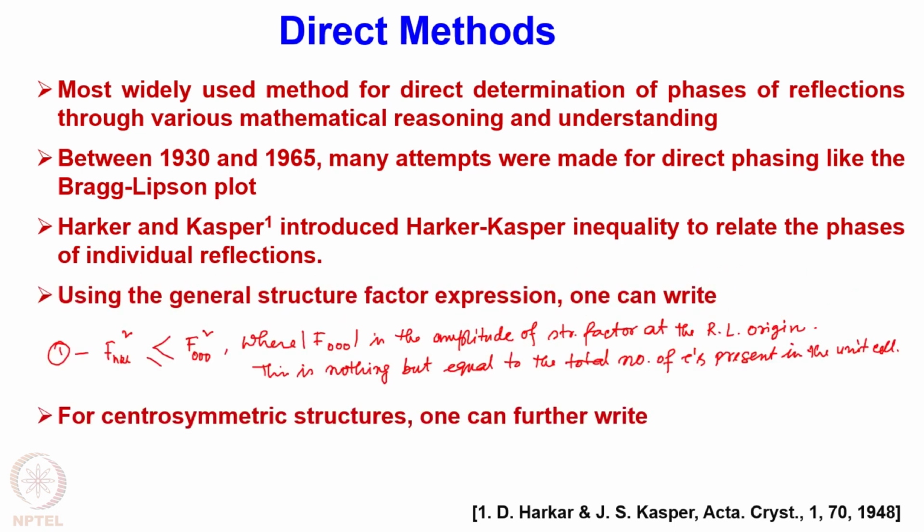This expression can then be modified for centrosymmetric structures as the following, which we write as equation number 2. FHKL square is less than or equal to F000 into half of F000 plus half of F2H 2K 2L.